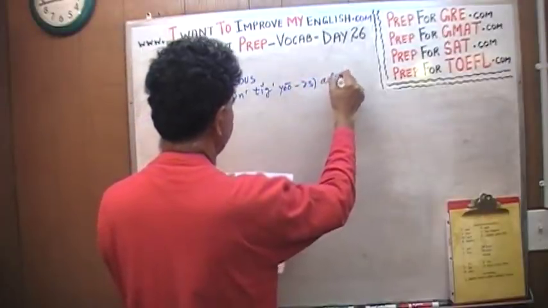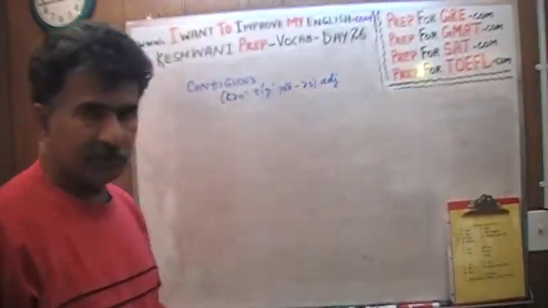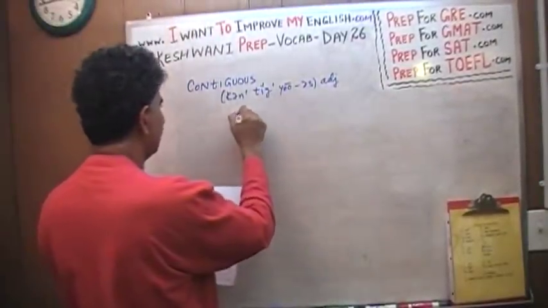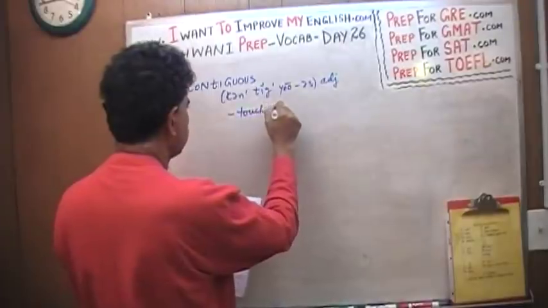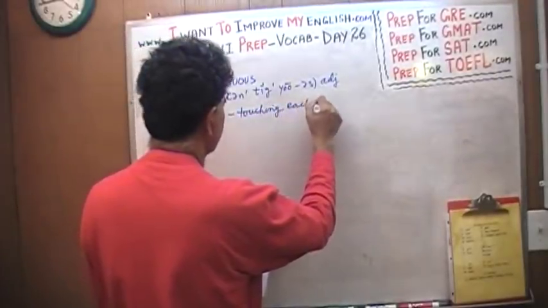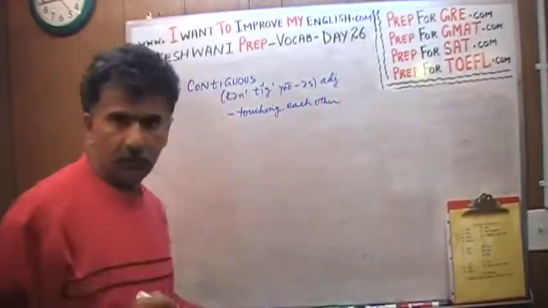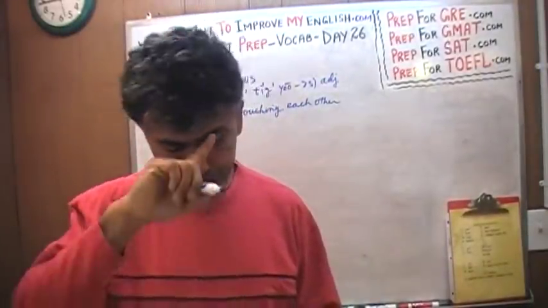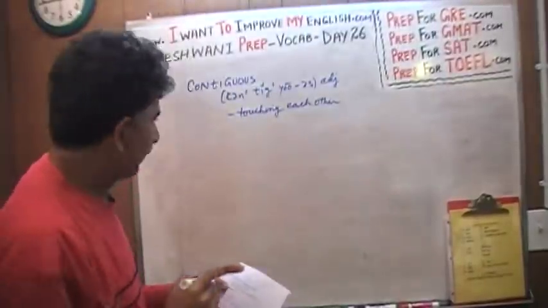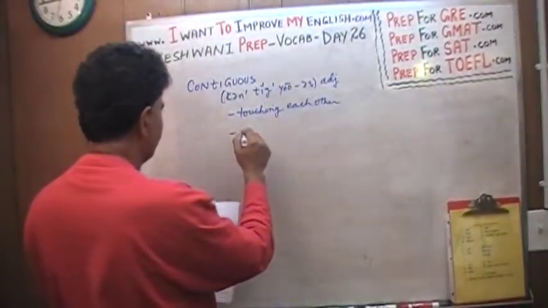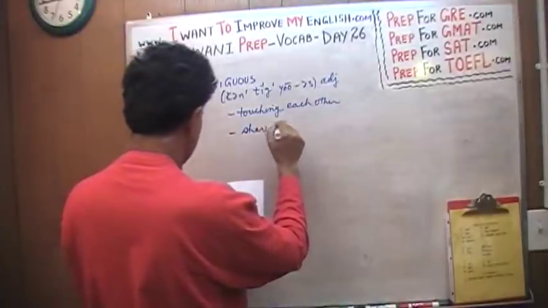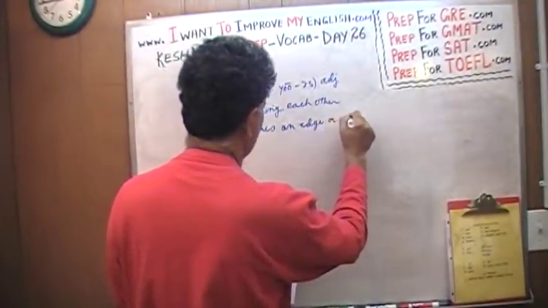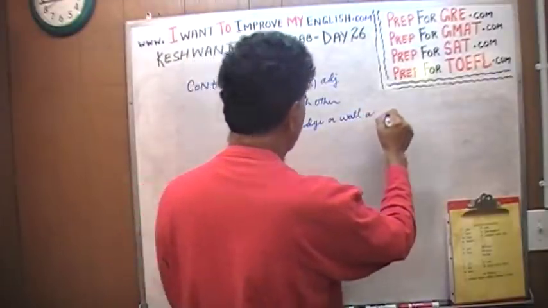It's an adjective. What does contiguous mean? Well, it means two things that are touching each other. And at the very end of the whole thing, I'll give you the reason as to why I'm covering this word. It also means something that shares an edge, or a wall, or a boundary.